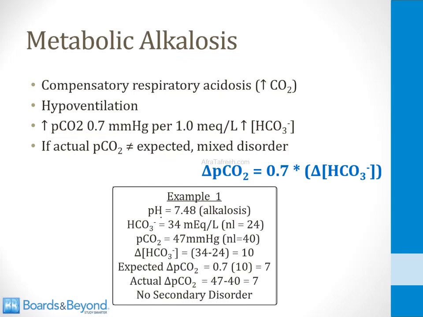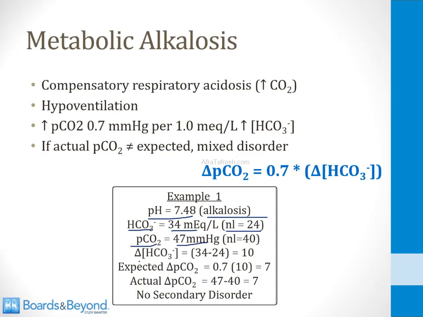So let's go through an example. Imagine a patient has a pH of 7.48. That pH is high, so this is an alkalosis. The bicarbonate is 34, which is also high. Normal is 24, so this is a metabolic alkalosis. The carbon dioxide level is 47, which is high, and that makes sense. That's respiratory compensation for a metabolic alkalosis.